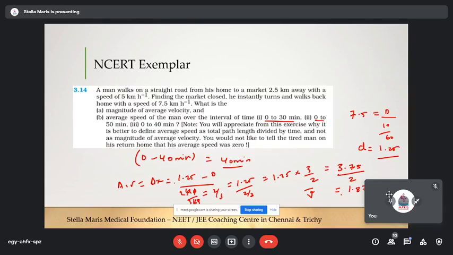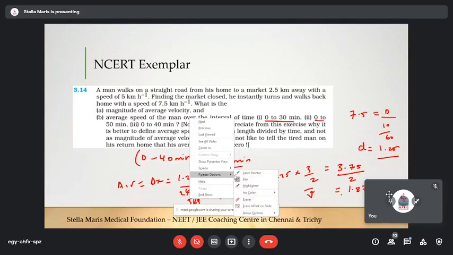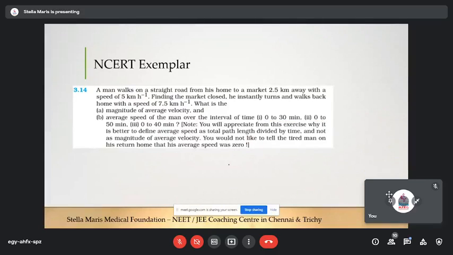So what is average speed? The average speed is total path length divided by total time taken. The total path length: from 0 to 30 minutes, it has traveled 2.5 kilometers.